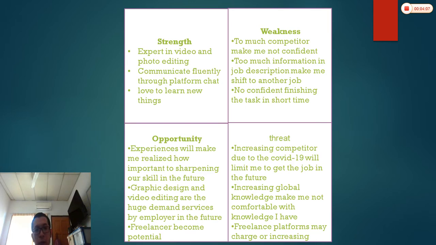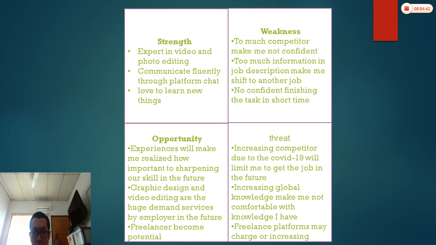Second is communicating fluently through platform chat. Actually, I can communicate with others through typing or writing, not face to face, because if I communicate face to face with other people, I will not be fluent in English communication. The third is love to learn new things. As usual, if I find new knowledge, I like to explore and gain more knowledge so that I can increase my skills and my knowledge.